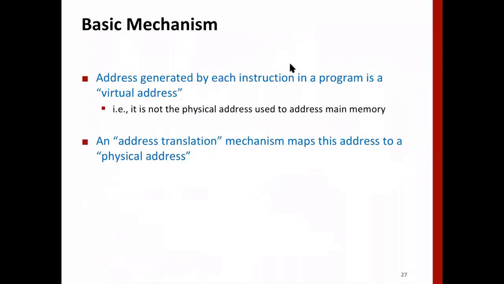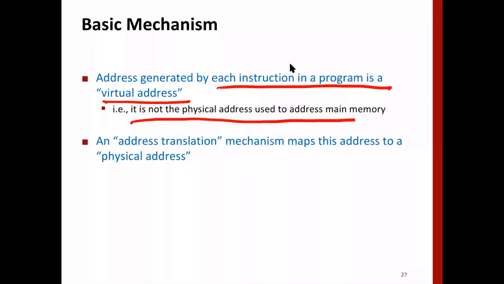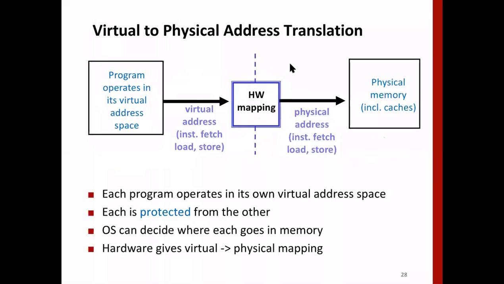All right, so now let's come to the very simple mechanism. I'm repeating it several times so that it becomes clear. The address generated by each instruction in a program is a virtual address. So it is not the physical address used to address main memory. An instruction uses only virtual address. Now the address translation mechanism maps this address into a physical address. So it's something like this. The program operates in virtual address space. Fine, this address space is taken and then the mapping is done.